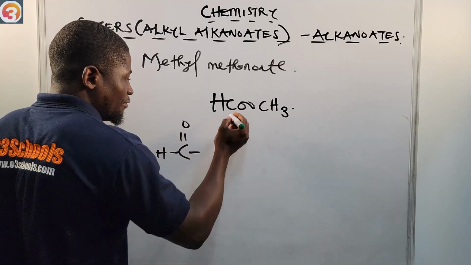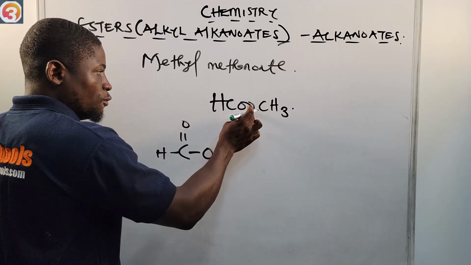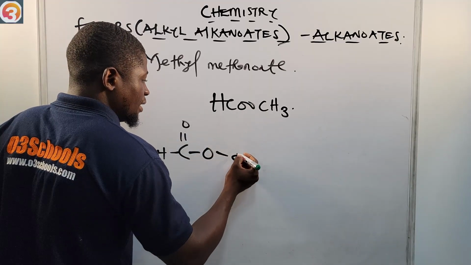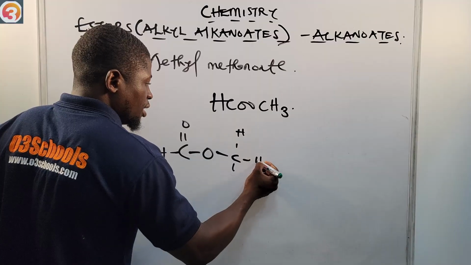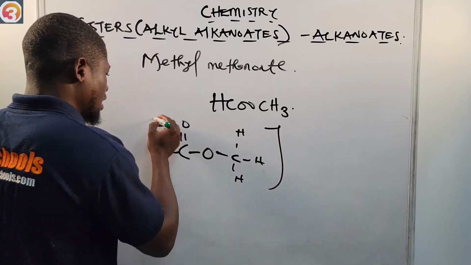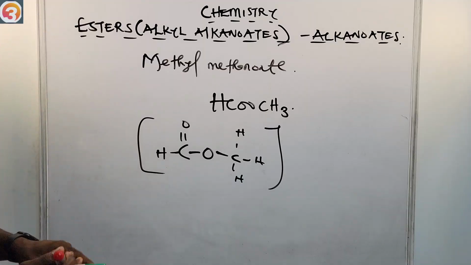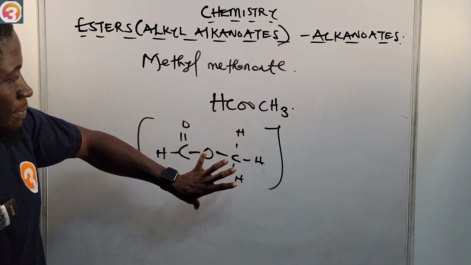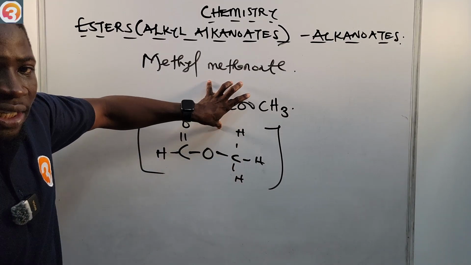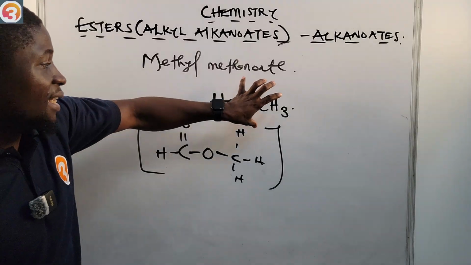Then you have your O again, this second O, which is now bonded to CH3. So this is our methyl methanoate. As you can see, the simplest member is HCOOCH3, which is called methyl methanoate.